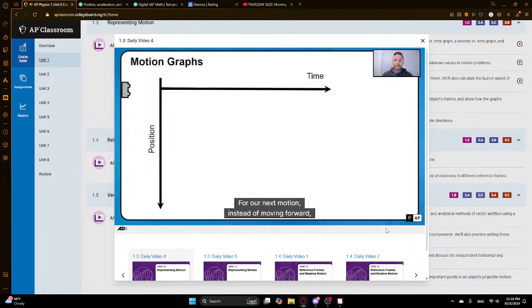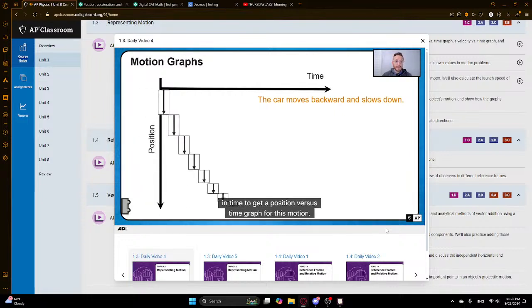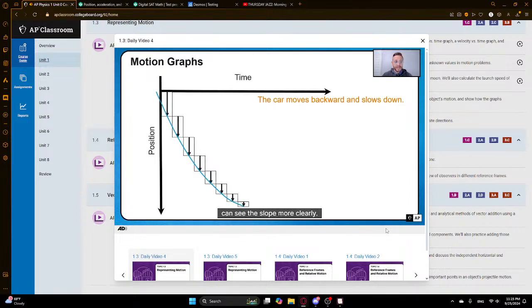For our next motion, instead of moving forward, we're going to move backwards. So for this motion, we're moving backwards and we're slowing down. So the car moves backwards and it slows down. We're going to throw up the dot diagram again, then we're going to spread that out in time to get a position versus time graph for this motion. Notice again, we're moving backwards. So we're going to add that line so we can see the slope more clearly. The rate of change of position decreases as time goes on. We're traveling less and less distance, even though we're going backwards, as time goes on.